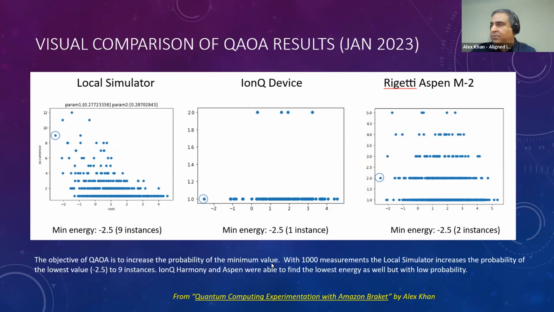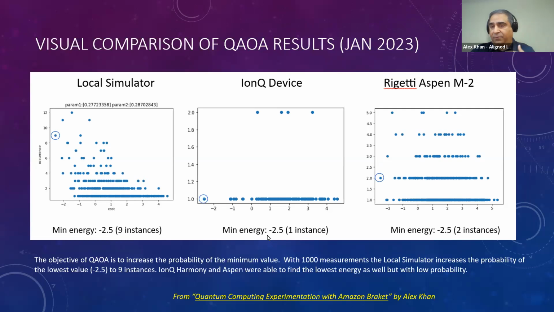I ran these all 1,000 times, so the 1,000 shots or 1,000 measurements. And the minimum answer of 2.5 here showed up 9 times. With the IonQ device, it showed up once, or at least showed up, but you want to have a higher probability there. And then with Rigetti, the minimum energy of minus 2.5 showed up 2 times. So that's with 1,000 measurements.